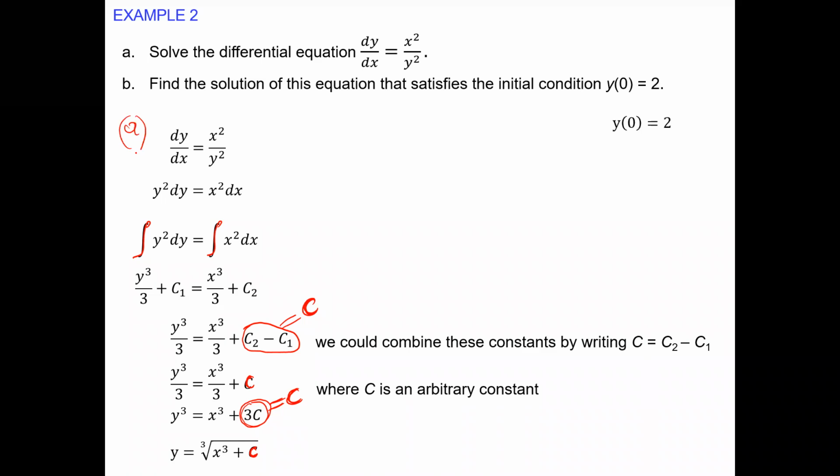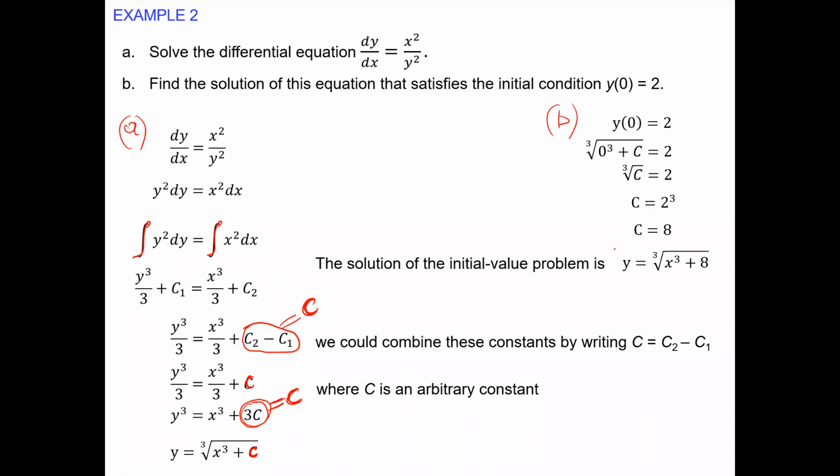And we also have part B. Let's substitute 0 instead of x, and the whole expression equals 2. Of course, the cube root of c equals 2. The cube root of 8 will give us 2, so c is 8. The solution is the cube root of x cubed plus 8.